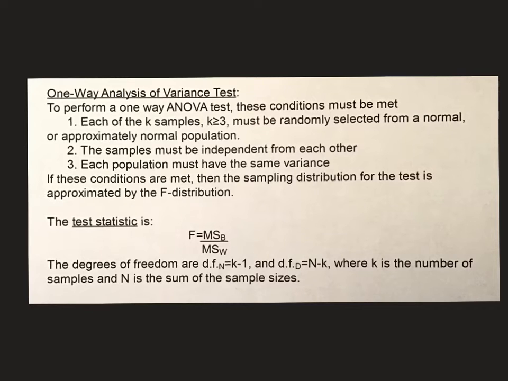So all your sample sizes added together for every category or every sample is going to be your N value, your capital N value. One other way to look at your test statistic is to say that F is equal to the variance between your samples over the variance within your samples.